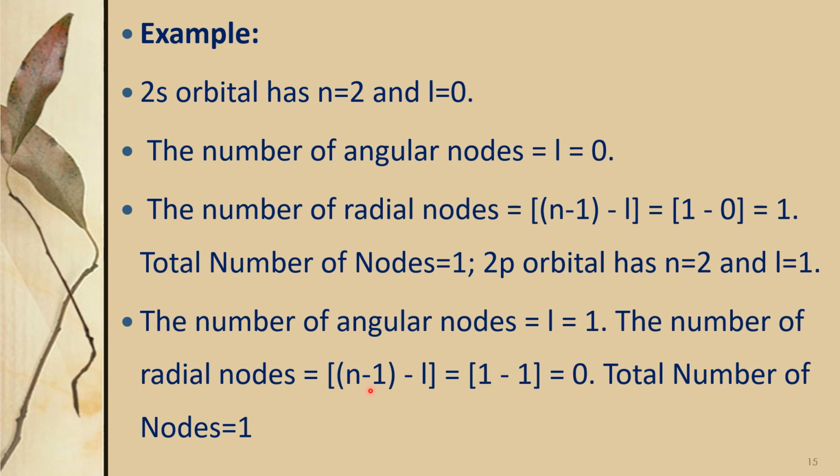But total number of nodes equal to angular nodes plus radial nodes. That is how many angular nodes? 1. Radial nodes 0. So 1 plus 0, 1. So total number of nodes available for 2p orbital equal to 1. So in this way, we can calculate. It is a small example. We can calculate nodes for any orbital. Only thing is we should know the n value and the L value so that we can easily calculate the number of radial nodes and the number of angular nodes, and afterwards at the end total number of nodes for that particular atomic orbital.